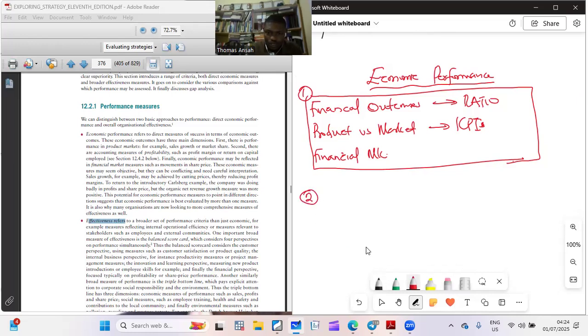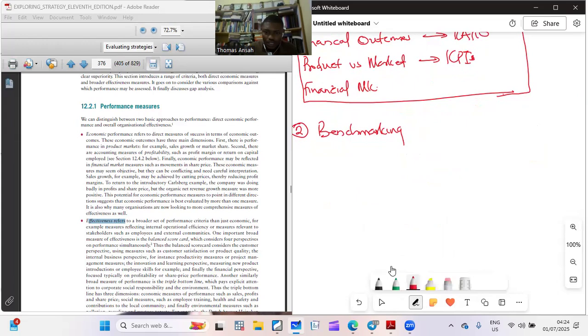Number two, you can also use benchmarking to assess their performance. Benchmarking: internal, competitive, functional, generic. All right, you can check. Okay, then step two is to assess the economic performance, the effectiveness, sorry, of the business. All right.